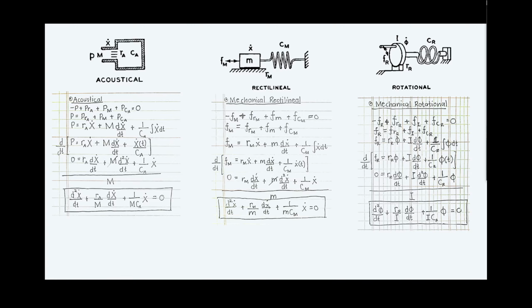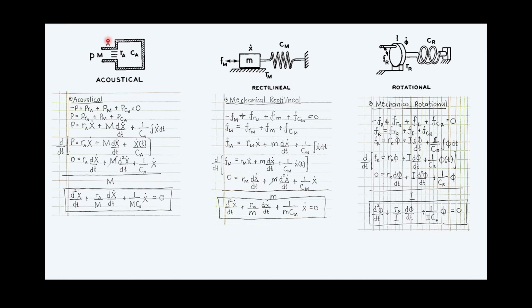I presented this to you so that you can also see how to derive the second order differential equations. Let's first discuss the acoustical. The acoustical is very simple. You have here the pressure and then the x dot. The capital X dot means the signal strength of the acoustics.